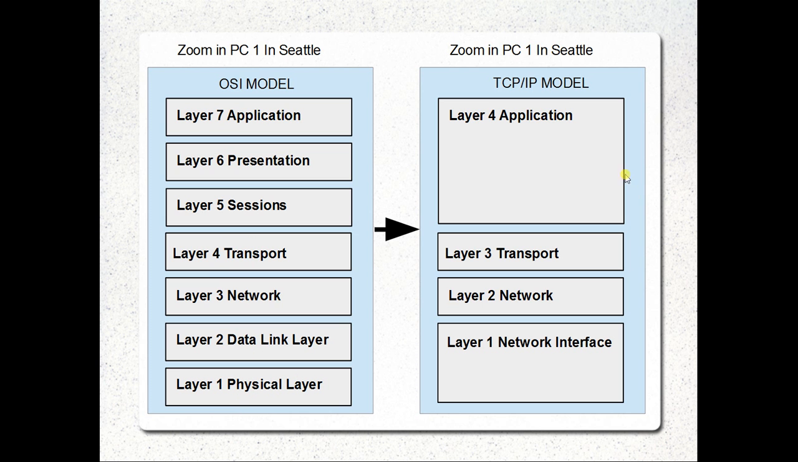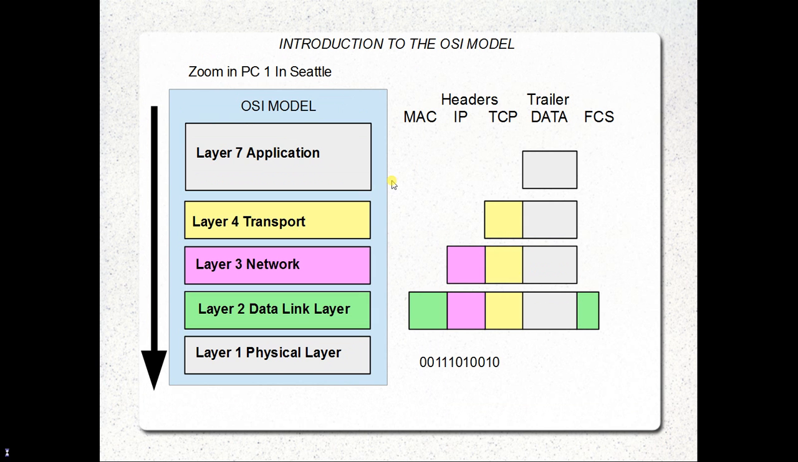Then for the TCP/IP model, layers 5 and 6, as network engineers, we don't really deal too much with them anyway. So all of that's encapsulated into one layer here. Layer 4 is application, and then the data link layer and physical layer go into layer 1, network. So understand these are two different models, the OSI model and the TCP/IP model, and they're two different ways of looking at the model.